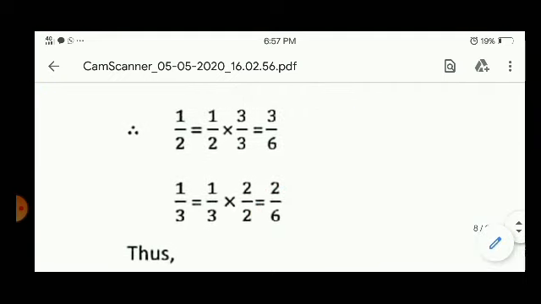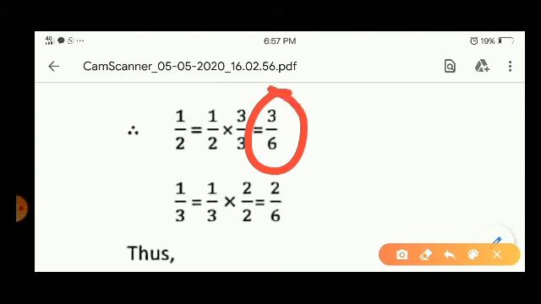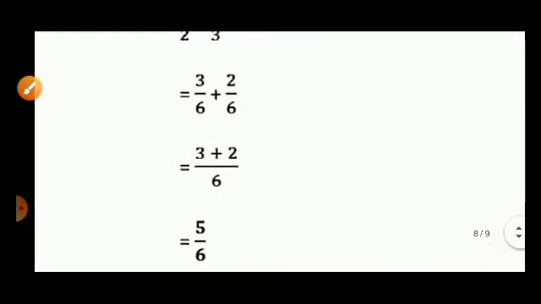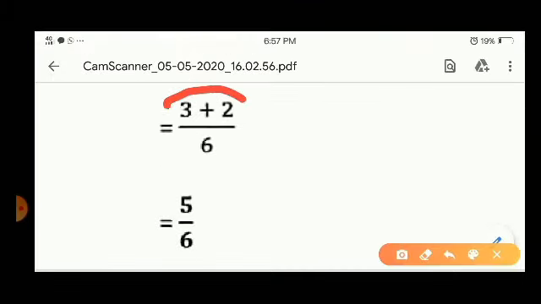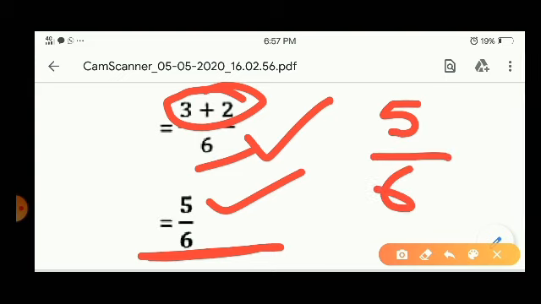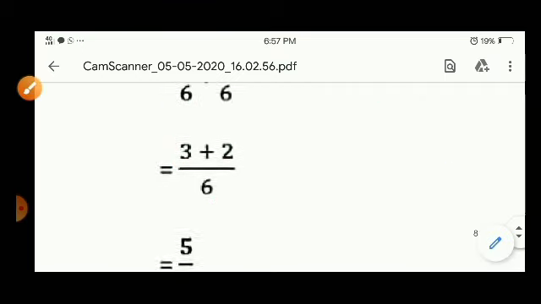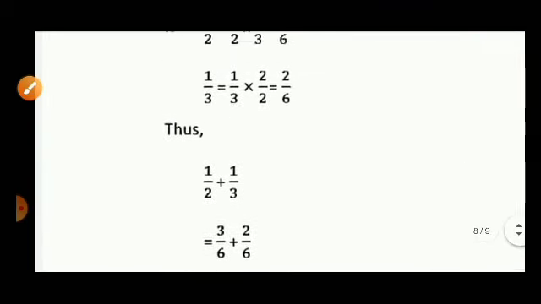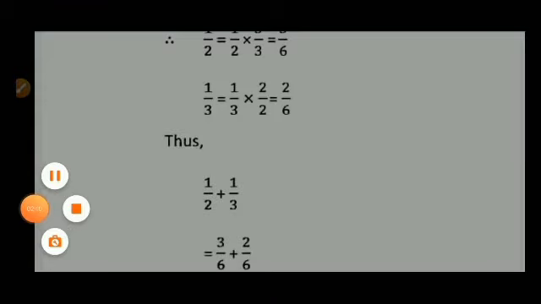So now you can see, everyone, that 3 upon 6 and 2 upon 6 are like fractions. So you can add them, right? Just add their numerator with numerator, and the denominator is the same only. After adding 3 plus 2, that is 5, and the denominator is the same. So your answer is 5 upon 6. This was the example of the second method. I hope you are understanding everything whatever I am explaining.